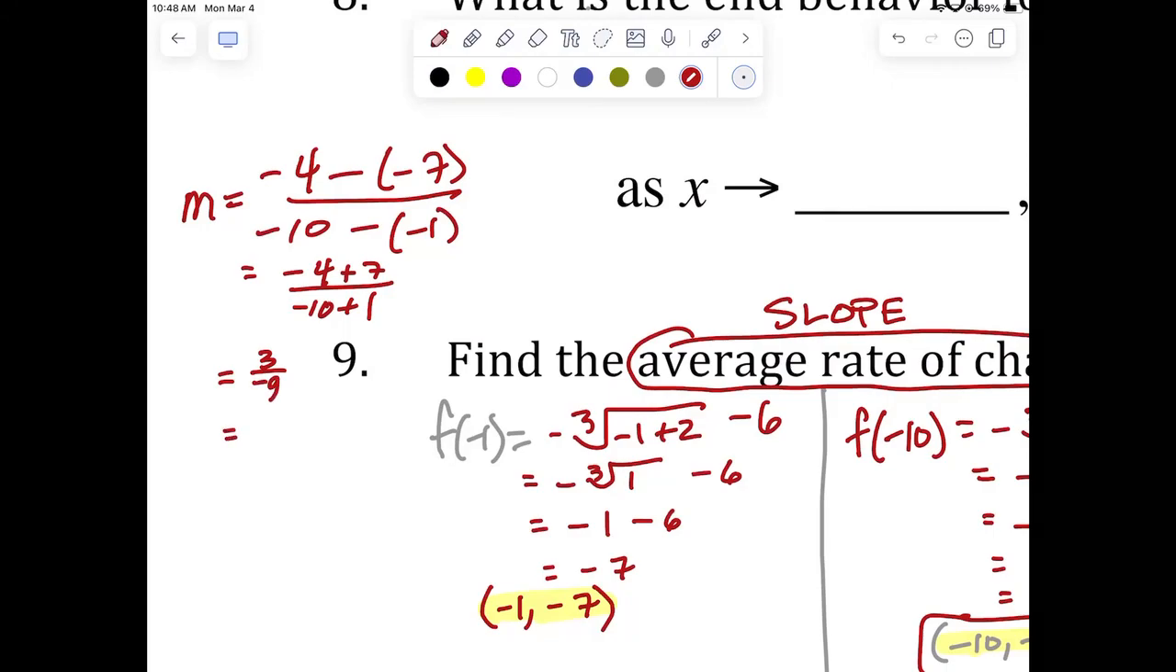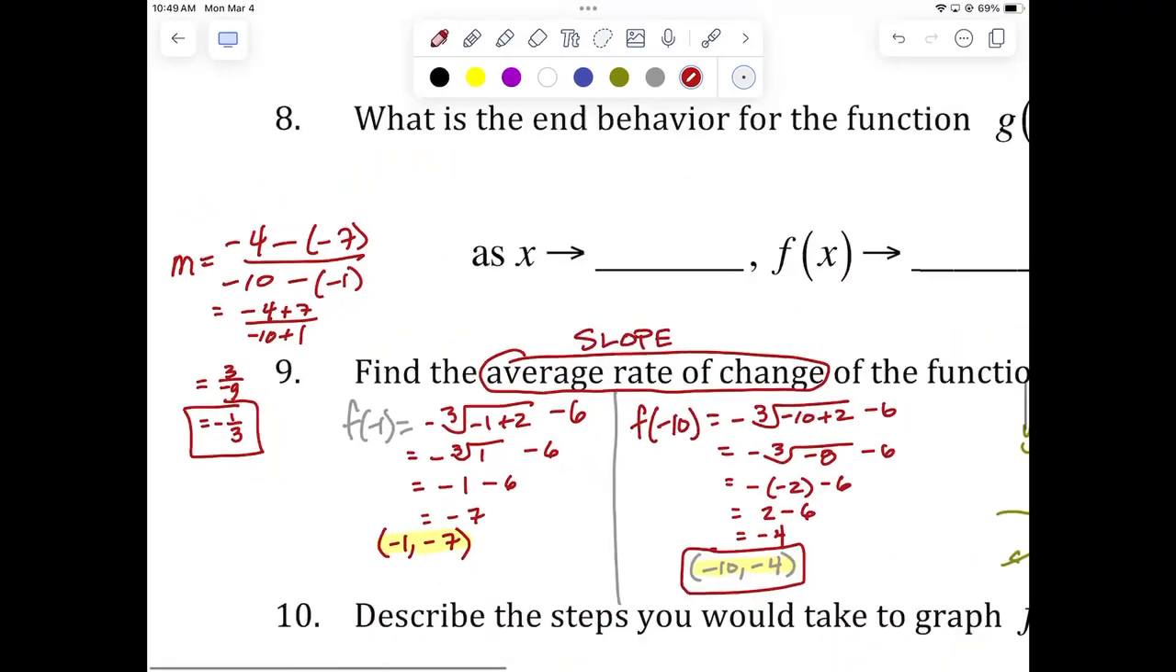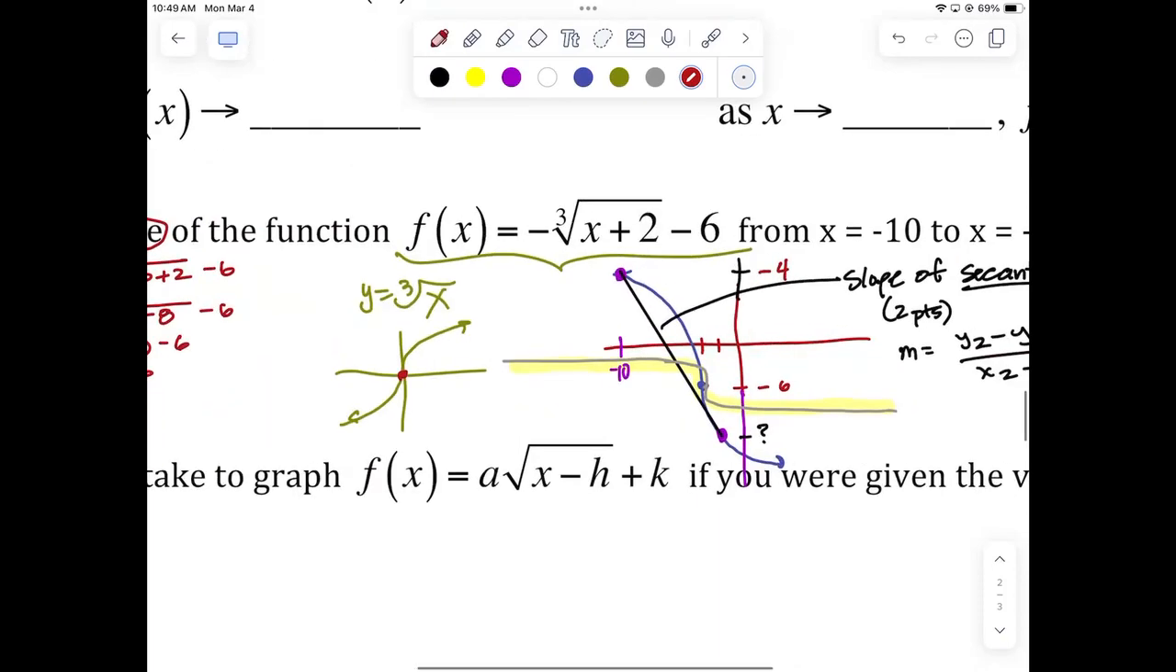And what does 3 over negative 9 simplify to? What kind of 1/3? Negative 1/3, yeah. And the negative could be in the top or the bottom or out front. There it is. There's your answer. Negative 1/3. That's the average rate of change. Okay?